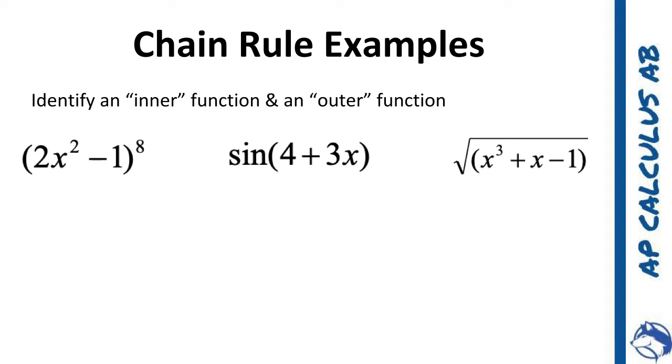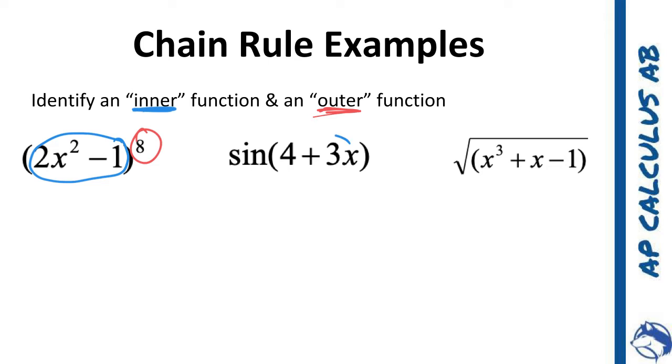So here are three different types of functions where I want to identify the inner and the outer. The inner I'm always going to do in blue, and the outer I will always do in red. In the first one, the inner is this 2x squared minus 1, and it kind of works out that it's like in the parentheses, and hopefully you're starting to realize that there might be a trend here. Then the outside is being raised to the 8th power.